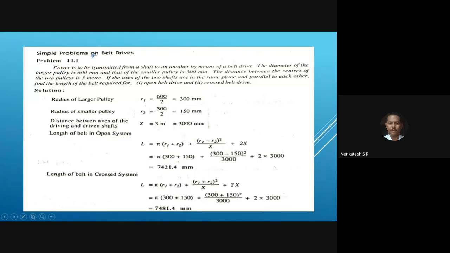Power is to be transmitted from one shaft to another by means of a belt drive.